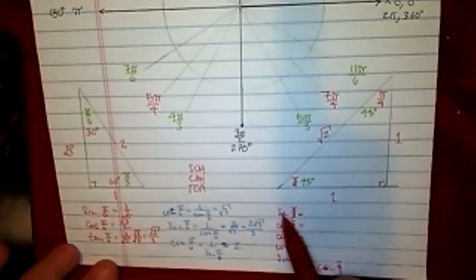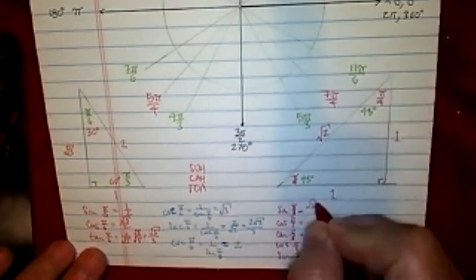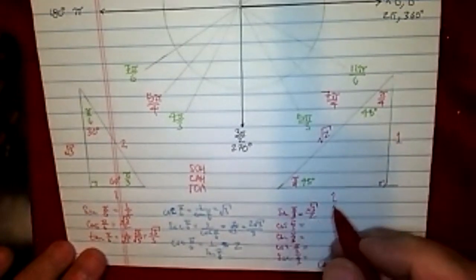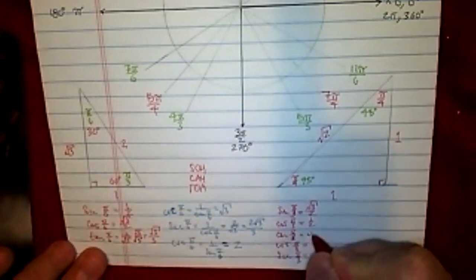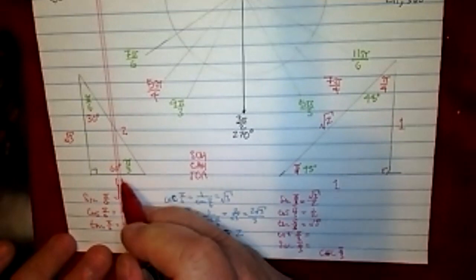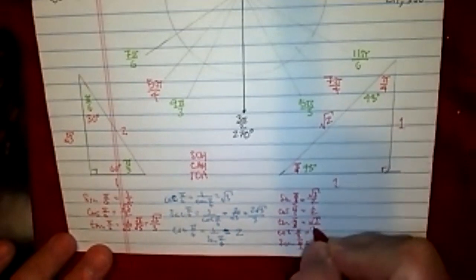Now from this we can see sine of pi over 3, opposite over hypotenuse, so that's root 3 over 2. Cosine pi over 3 is adjacent over hypotenuse, that's 1/2. Tangent pi over 3 is root 3 over 1, so that's the square root of 3. Cotangent pi over 3 is, tangent was adjacent over hypotenuse, which was 1 over square root of 3, sorry. So that should be square root of 3 over 3.